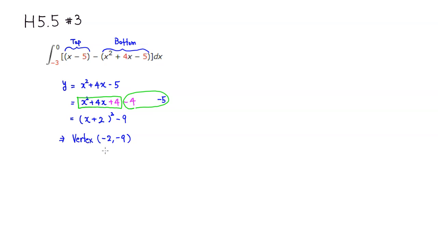Also, it's nice to have the y-intercept. We can just plug in x equals 0. If you let x equal 0, y is equal to 0 squared plus 4 times 0 minus 5, which is obviously -5. So the y-intercept is 0, -5. The vertex is -2, -9, and 0, -5 is another point.